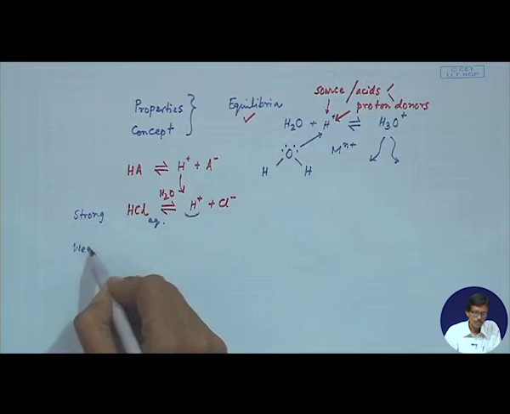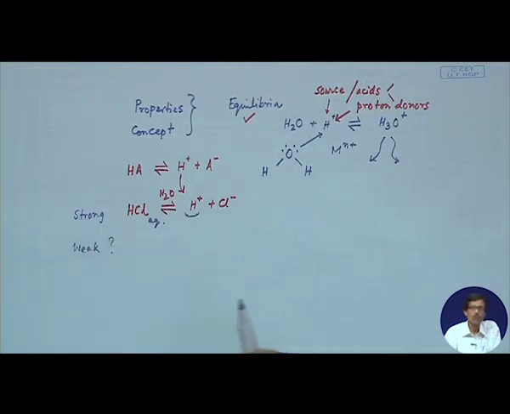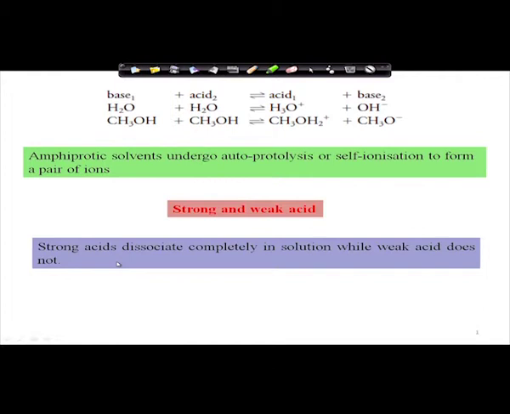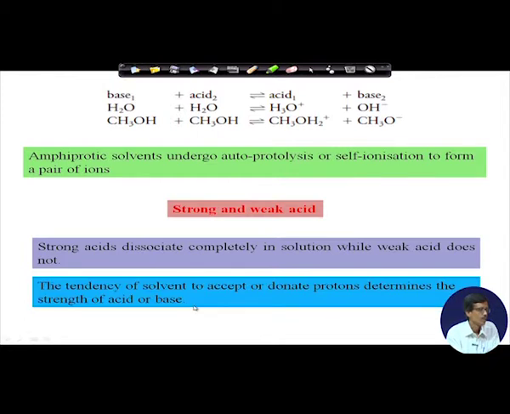But what about the weak one? The weak one will not go like this. The weak one will not dissociate in that particular fashion. So, by definition we can consider that a strong acid dissociates completely, whereas a weak acid does not. So, there is a tendency of the solvent. We are now bringing in the involvement of the corresponding solvent.